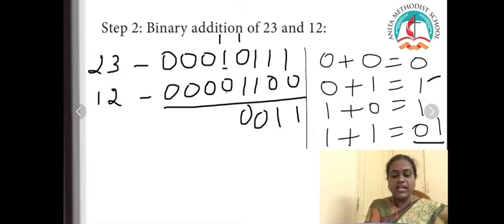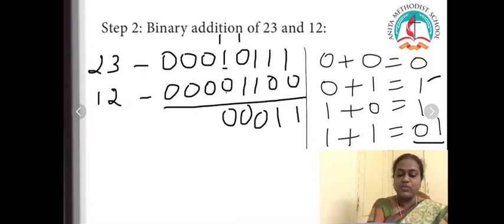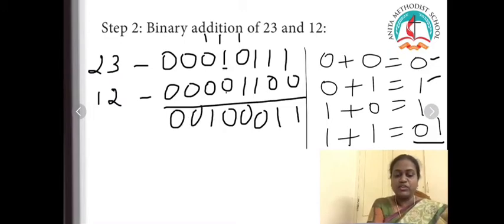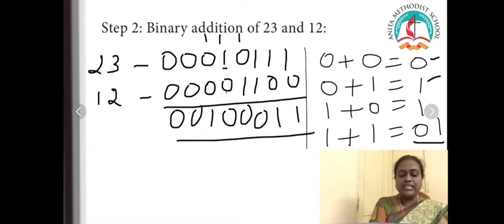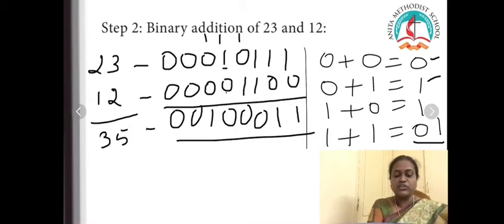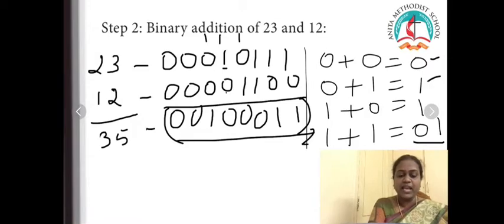So here this 1 and this 0 will be 1. 1 plus this carry 1 will be 0 carry 1 over here. 0 plus 0 will be 0, and this carry 1 will be 1, and 0, 0 will be 0, and 0, 0 will be 0. So this is my answer for this binary addition. As per the decimal value, it is 35. So the binary value will be 0, 0, 1, 0, 0, 0, 1, 1. So this is my answer.